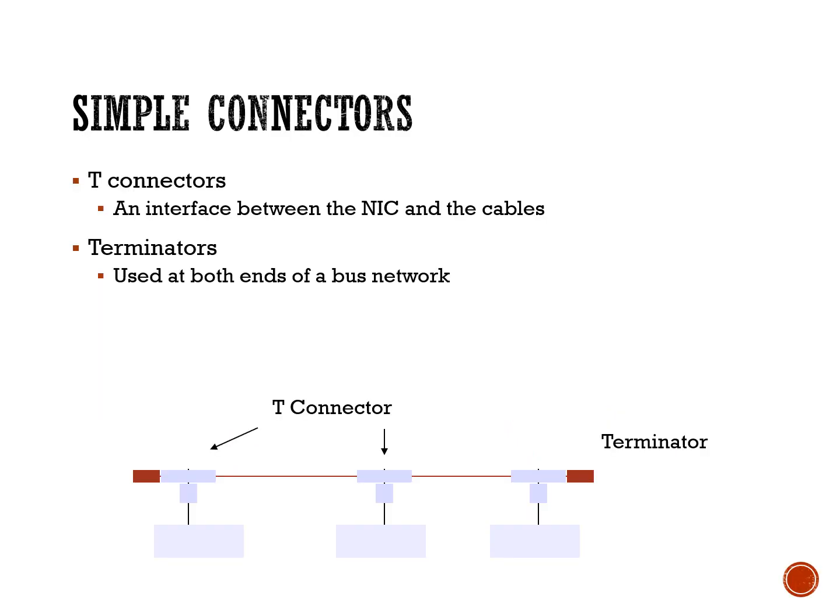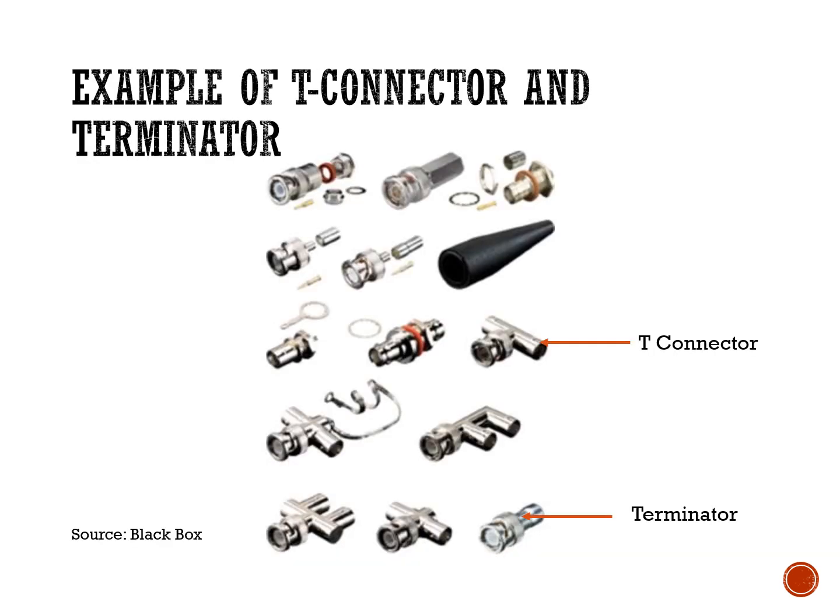Let's move on further. These are simple connectors. Now you have bought a card, but you need a connector and the cables to complete the connection. So we have T connectors and the terminators. Terminators will ground the signal for us. Otherwise, data will move to and fro in the cable and it will keep bouncing back. So T connectors will be required along with the terminators at both ends of the bus topology. See, this is how the actual connector looks like. This is the T connector and this is the terminator.